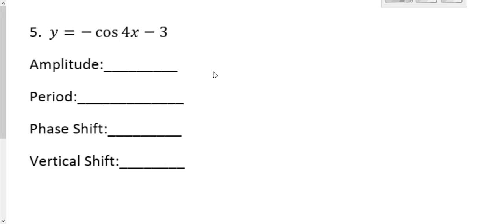Okay, let's look at number 5. Number 5 says y equals negative cosine of 4x minus 3. So we need to find the amplitude, the period, the phase shift, and the vertical shift.